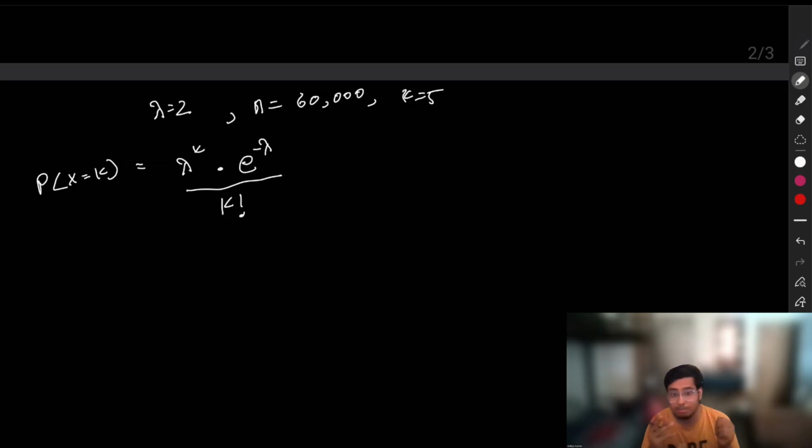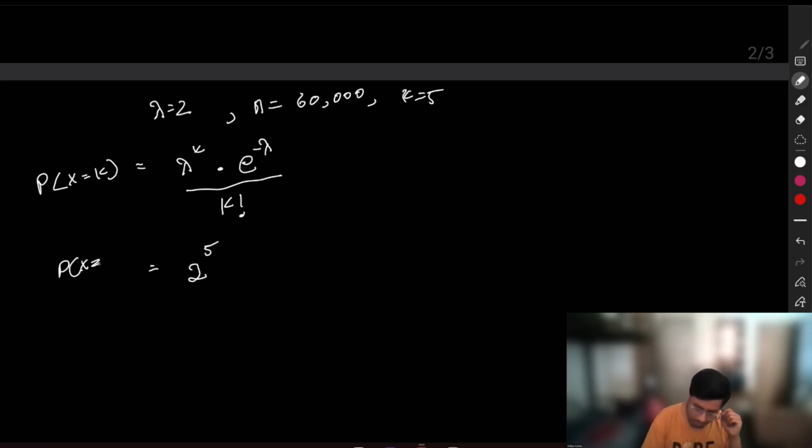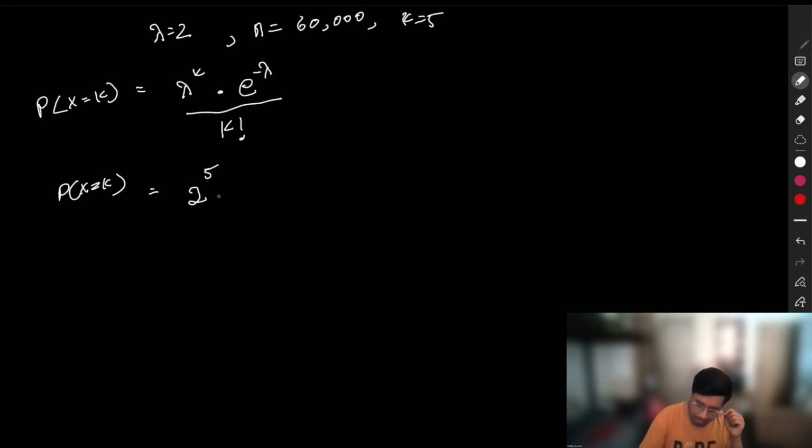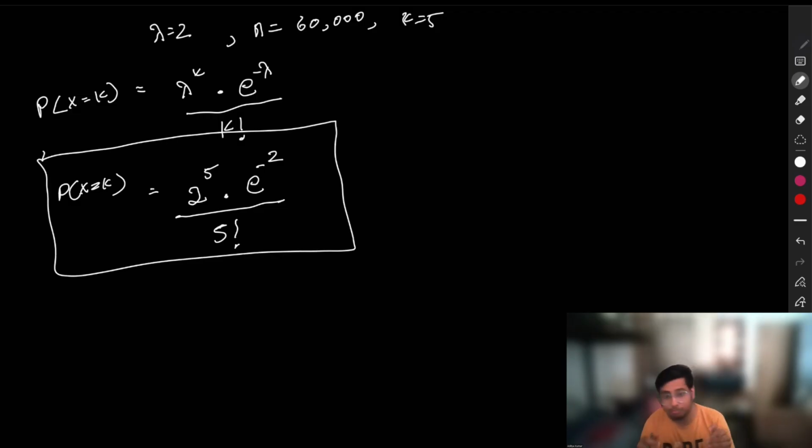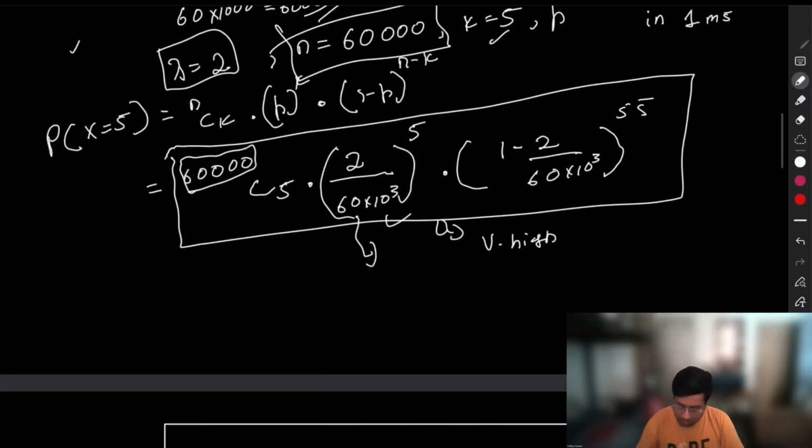What is the value of lambda here? 2. So it is 2 raised to the power, what is the value of k here? 5. P of x equal to k is 2 raised to the power 5, multiplied by e raised to the power minus lambda. What is the value of lambda here again? 2, upon k factorial, 5 factorial.